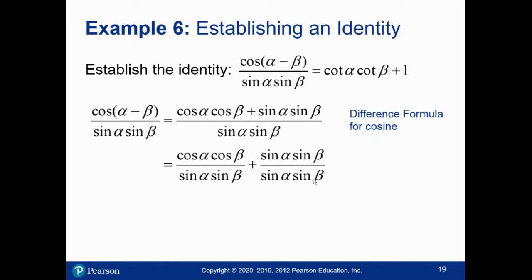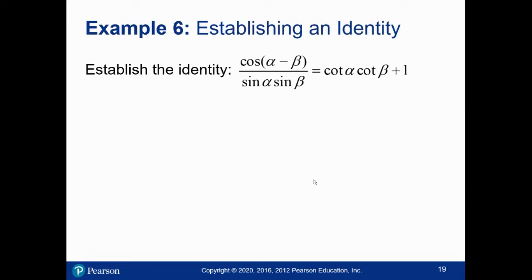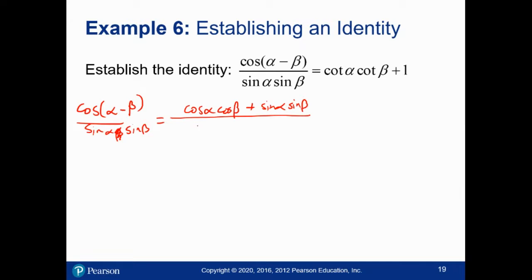So I'm just going to clear a bit of space and show how else we could have done this. It's exactly the same steps, but in slightly different order. So the first thing I would do is exactly what is done. Apply the sum or difference formula. So if I apply the difference formula for cosine, we get cos alpha, cos beta plus sine alpha, sine beta over sine alpha, sine beta. And I happen to know I want to get cotan alpha, cotan beta plus 1.